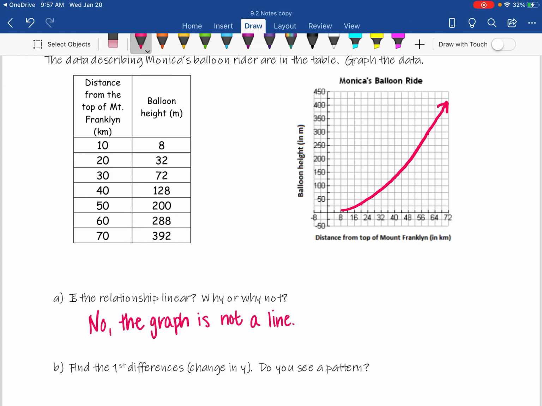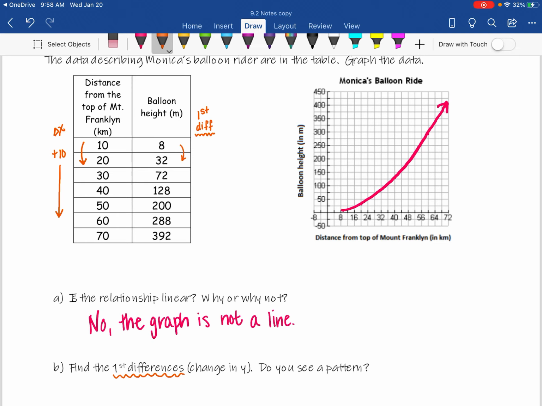Okay, the next question is asking us to find the first differences, which is just the change in y. We're going to do that just like we normally would with any table. But I want to pay close attention to the fact that our change in x is constant, and we're adding 10 all the way down. So we have a constant change in x, and now I'm going to analyze my change in y. I'm going to use orange to notate this, and this is also known as the first difference, because we're finding the difference between these numbers.